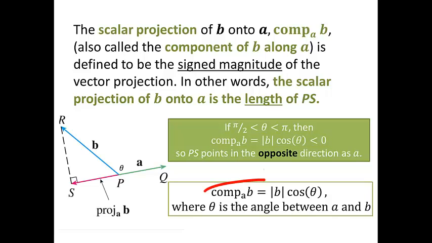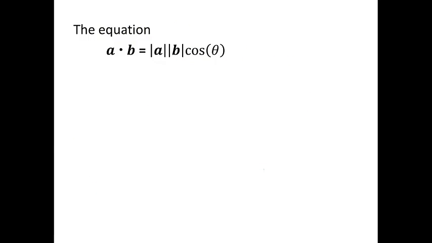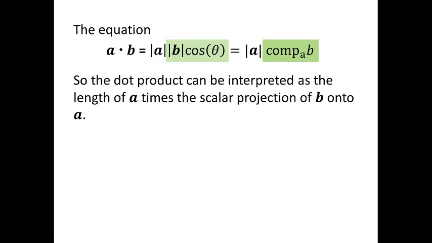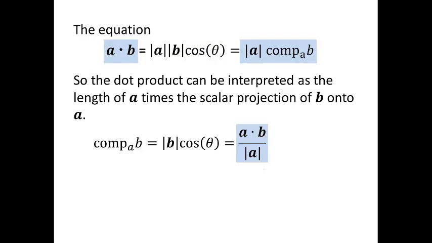Let's rewrite our formula for the scalar projection so that we can compute it without having to know the angle between A and B. Recall the dot product of A and B can be computed as the length of A times the length of B times the cosine of the angle between them. Substituting in our formula for the scalar projection shows we can write A dot B as the length of A times the scalar projection of B onto A. Let's solve this equation for the scalar projection.